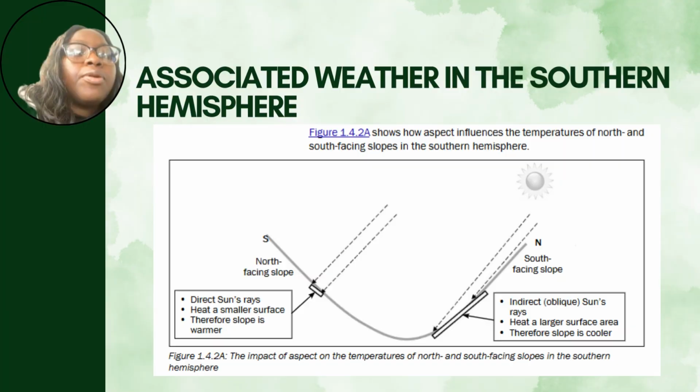So again, quick summary. For north facing slopes, we have direct sun's rays, there's a smaller surface area, and that slope is therefore warmer. And then in south facing slopes, that's more the shadow zone. There's a larger surface area, it's indirect heating, and then it's cooler slopes, alright? So that's the contrast between the two of them.